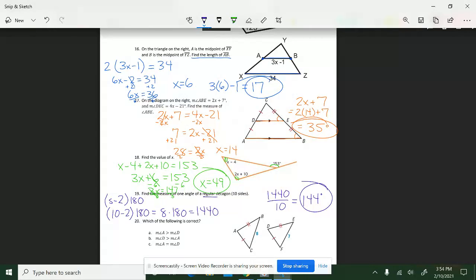So all 10 angles in that regular decagon have to be 144 degrees. Last question. Number 20, which of these is correct?